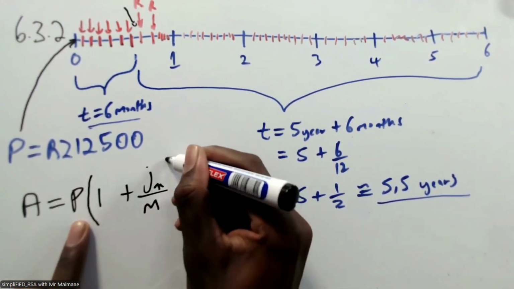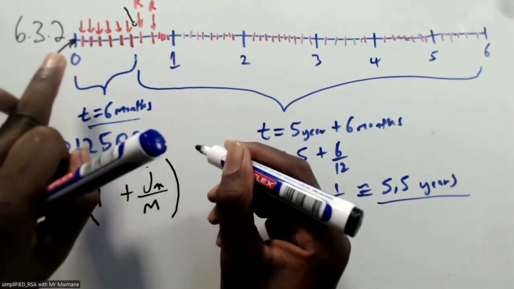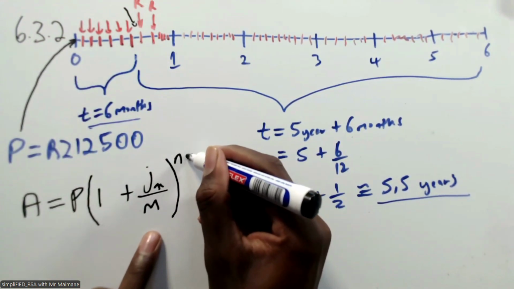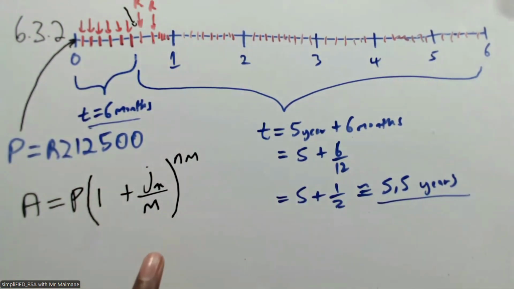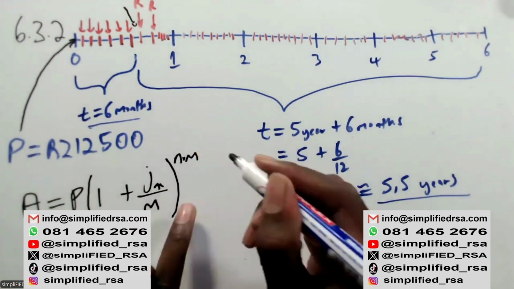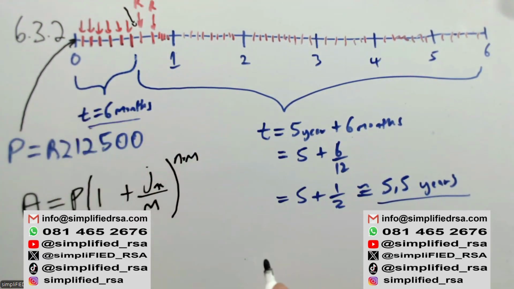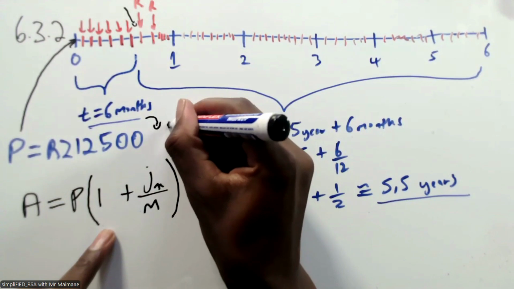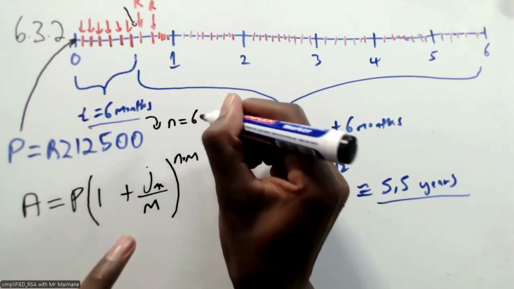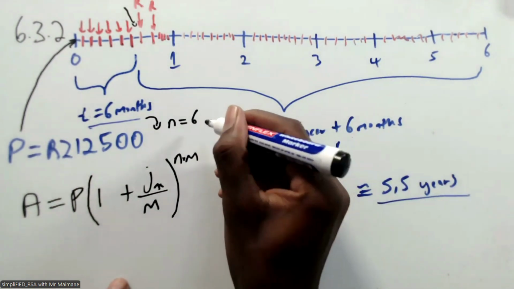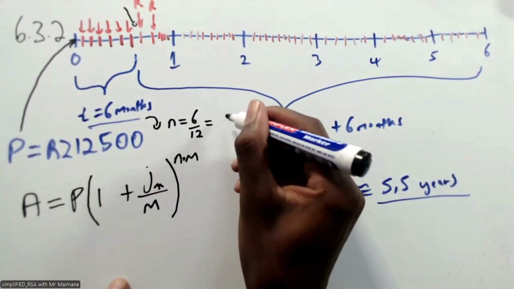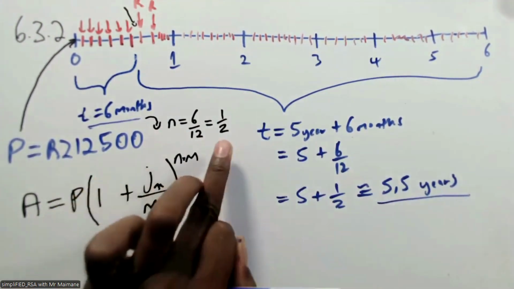So as you know, I have the formula for future value from month 0 to 6 months. I just want to know what the value is going to be there, and the formula I'm going to use is this one. Because it is compounded, I will divide the interest by the compounding period, and I will also multiply the compounding period by the period of the 6 months. I know that for that period the term N is 6 months. If I convert 6 months to years, it's 6 divided by 12, which is just 1 over 2, half a year.